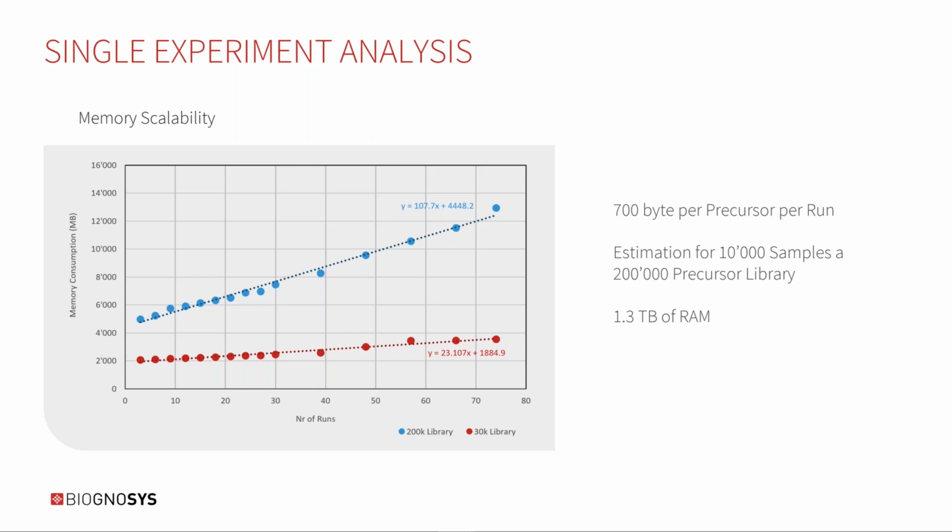But that also means that if you extrapolate this further and go to 10,000 samples and a 200,000 precursor library, you end up with a memory estimate of 1.3 terabyte of RAM. So obviously that is quite some beefy hardware that you would need for that. So is there a different way you can do this?